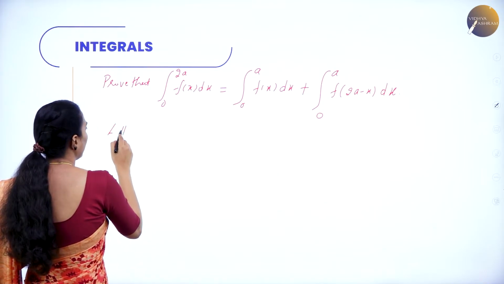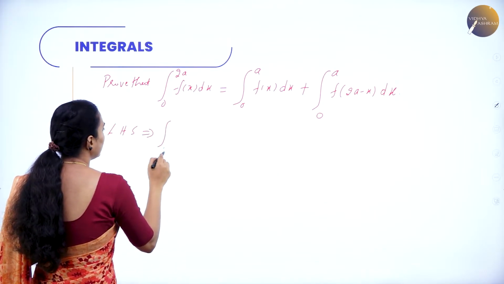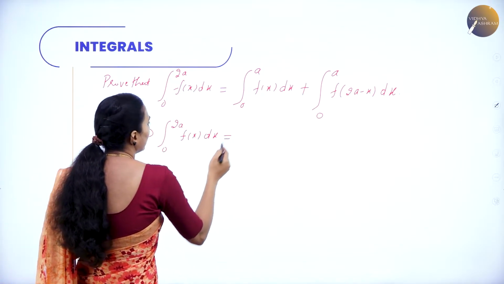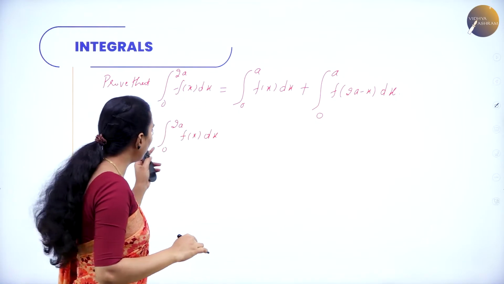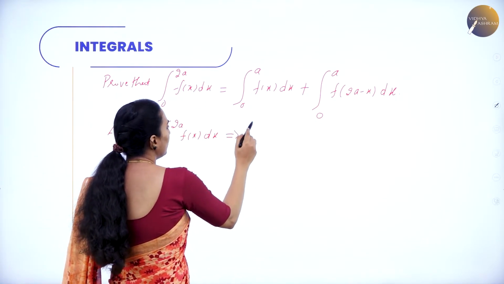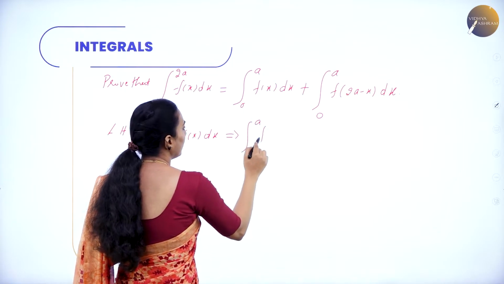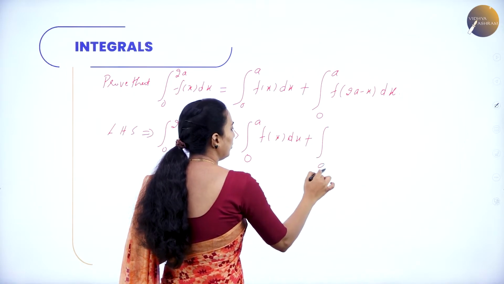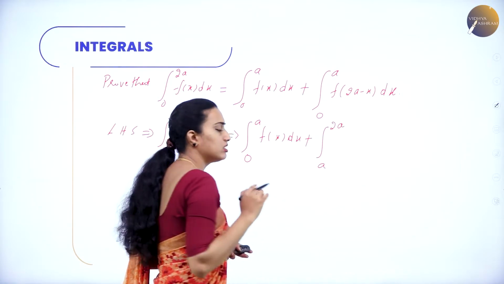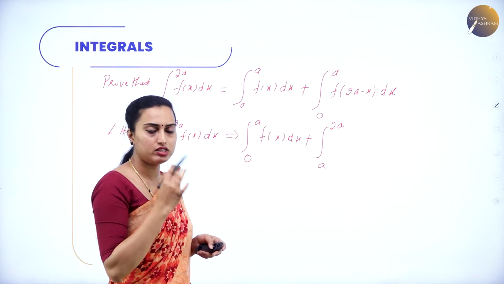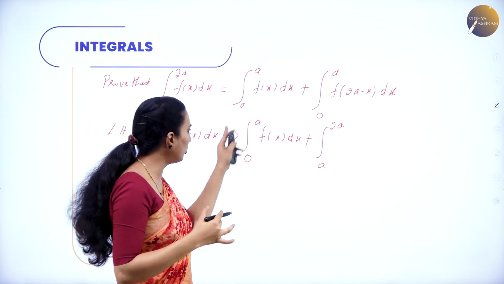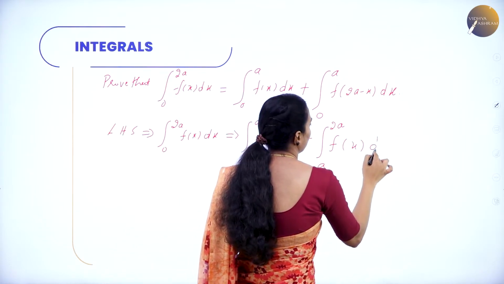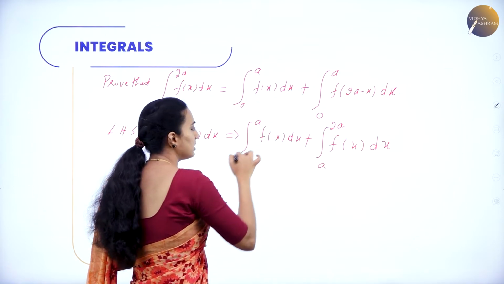By taking the left hand side, you have integral 0 to 2a f of x dx. Here I am going to split up the limit, dear students: 0 to a f of x dx plus a to 2a f of x dx. Between 0 and 2a there will be a, so 0 to a and a to 2a. Now this is valid.